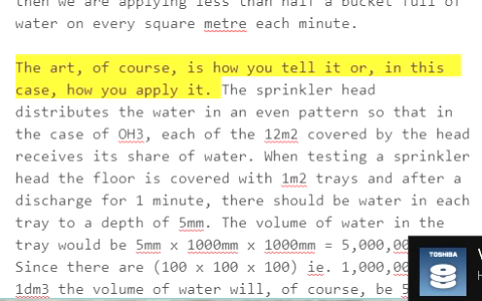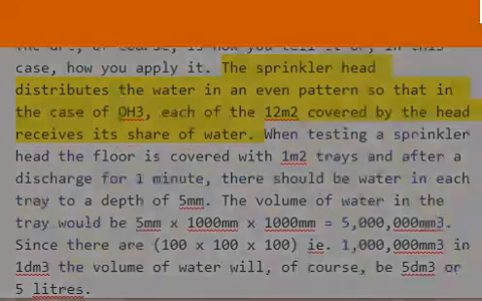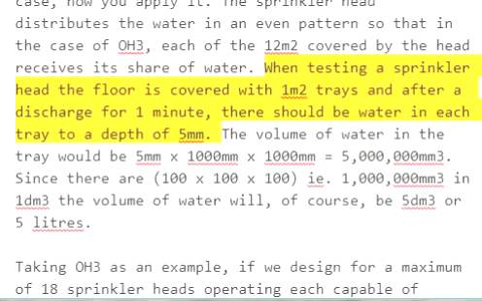The art, of course, is how you apply it. The sprinkler head distributes the water in an even pattern so that in the case of OH3, each of the 12 square meters covered by the head receives its share of water. When testing a sprinkler head, the floor is covered with 1 square meter trays, and after a discharge for 1 minute, there should be water in each tray to a depth of 5 millimeters.